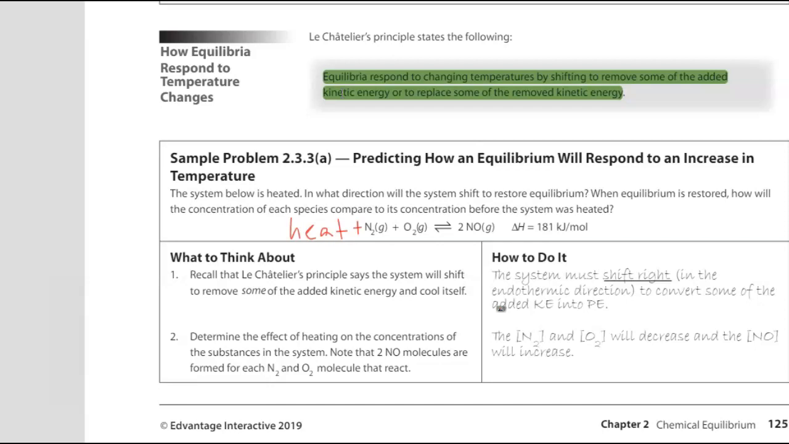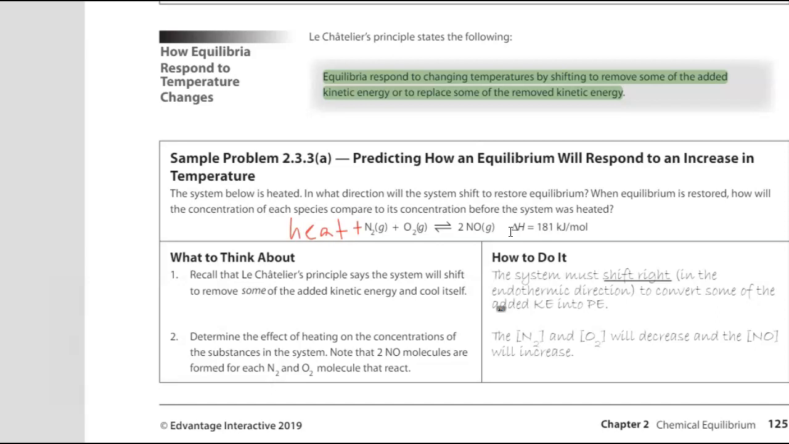So if we look at the sample problem here, we see an equilibrium system where the delta H is indicated. In order to determine how a system will shift in response to a temperature change, we need to know if that system is exo or endothermic. Because this delta H is positive, we know it's endothermic.